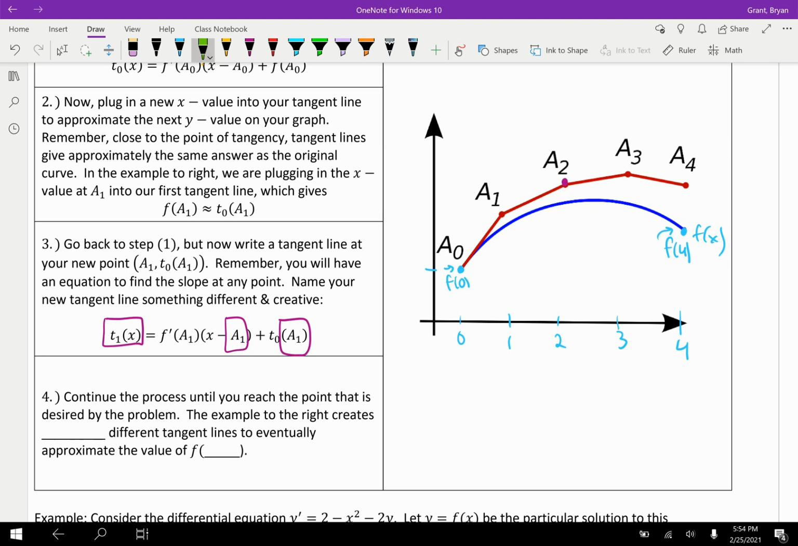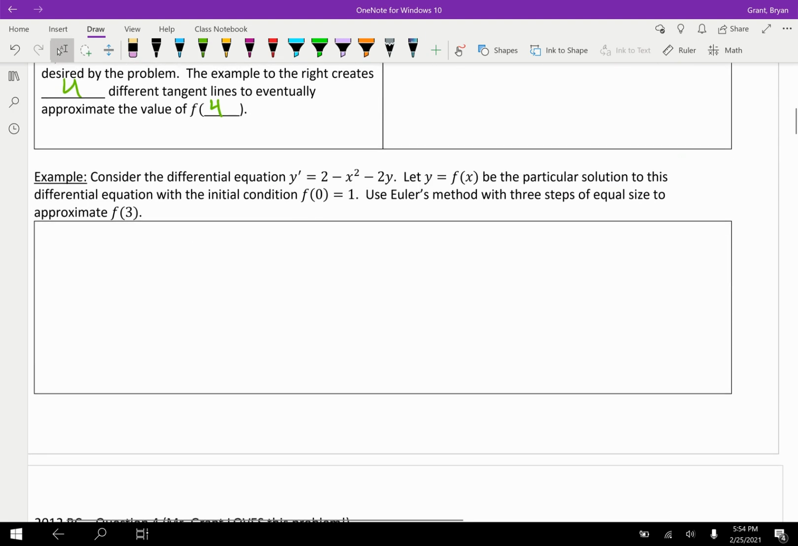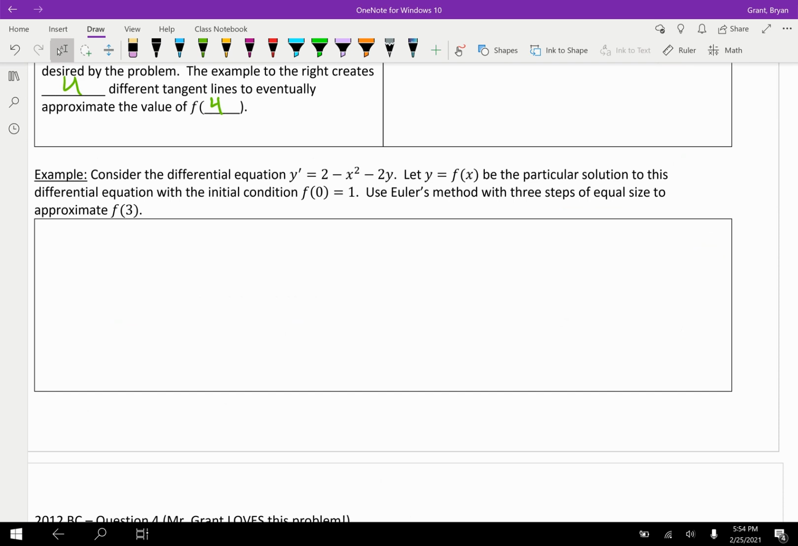The example to the right creates, well, 1, 2, 3, 4 different tangent lines to eventually approximate the value of, I'm going to call this f of 4. That's really it. You just write a bunch of tangent lines, the end. So how does this work? Well, we're going to look at an example and see if we can figure this out.